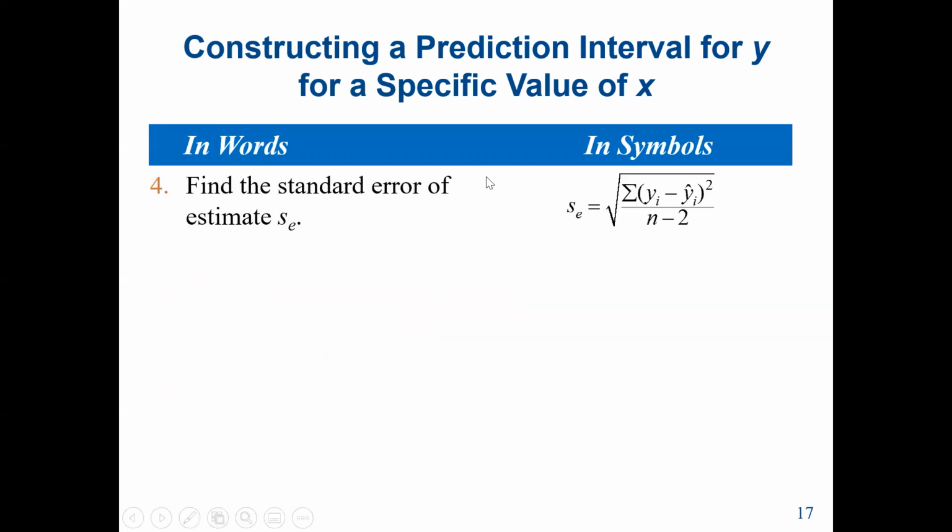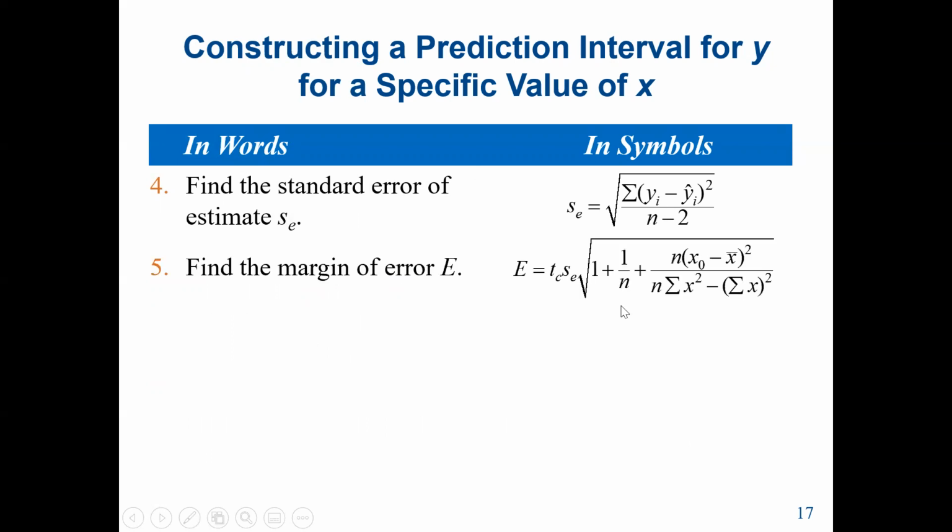So we find the standard error of estimate, which is given to us, the formula here. And we find the margin of error E. Now we know the value of t, we know the standard error s_e, so we can find the margin of error E, plug in all the values. x will also be given.